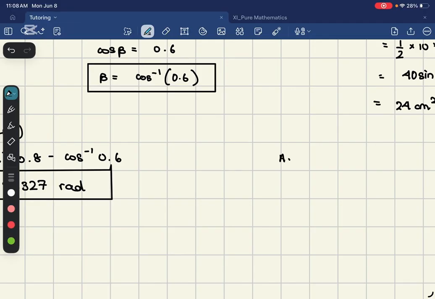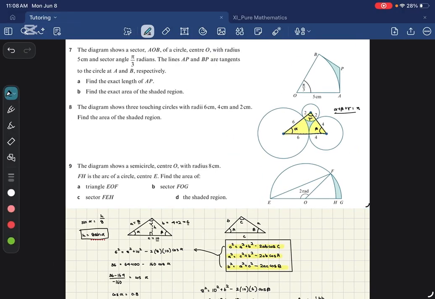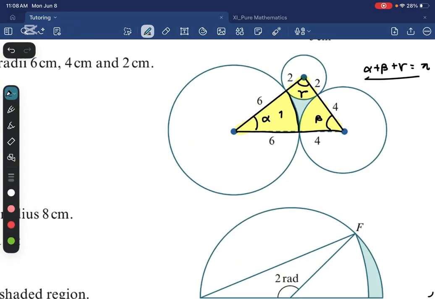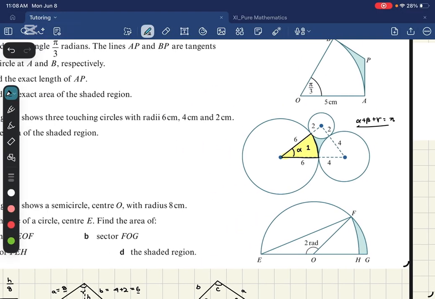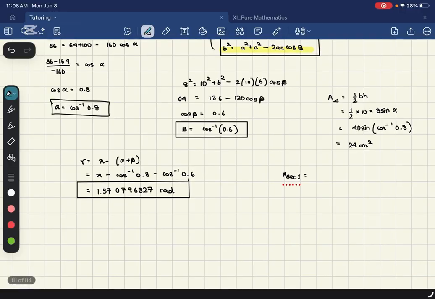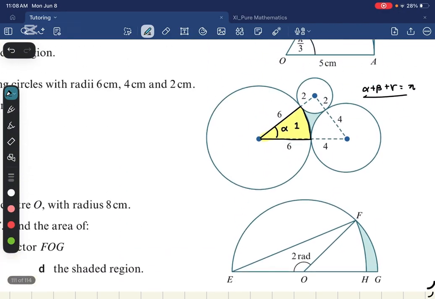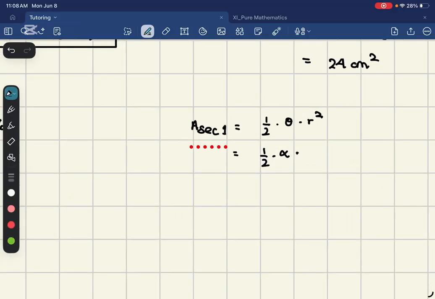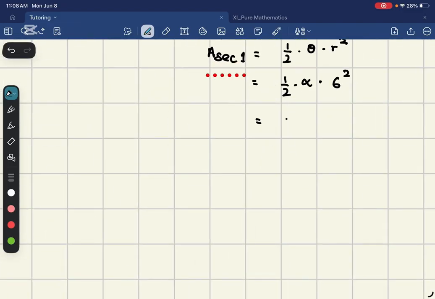Now let's find area of sector 1. So what is sector 1? I'm going to call this part sector 1. So my sector 1, if I erase the other parts, is going to be the yellow part, right? So my area of sector 1, the formula for area of a sector, as we have discussed, is half times theta times r squared. The angle for sector 1 is alpha, if you remember. The angle is alpha times, what is the radius? Well, it's 6 squared. The radius of this circle is 6. Alright, so if you simplify, this is 36 by 2 is 18 alpha.